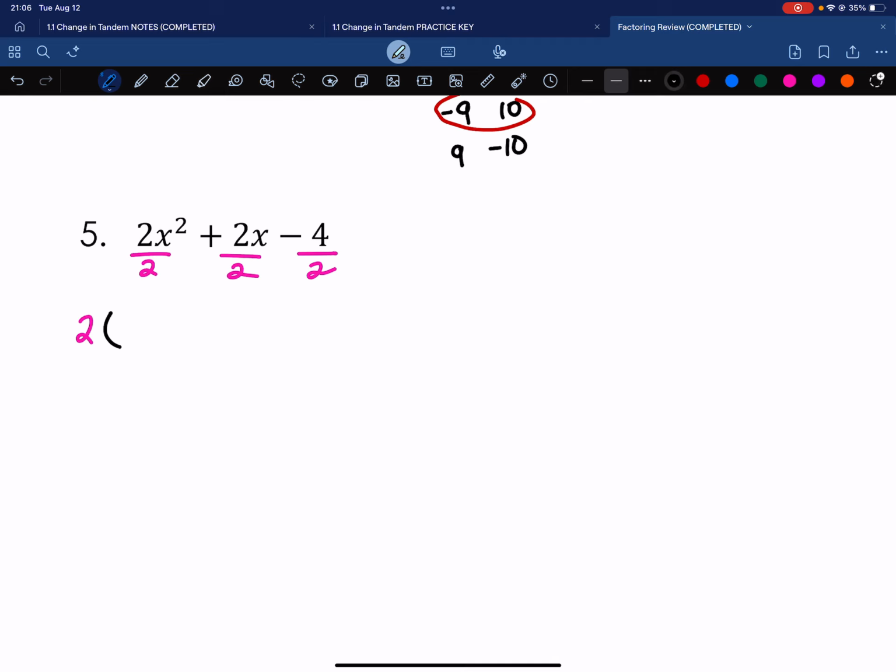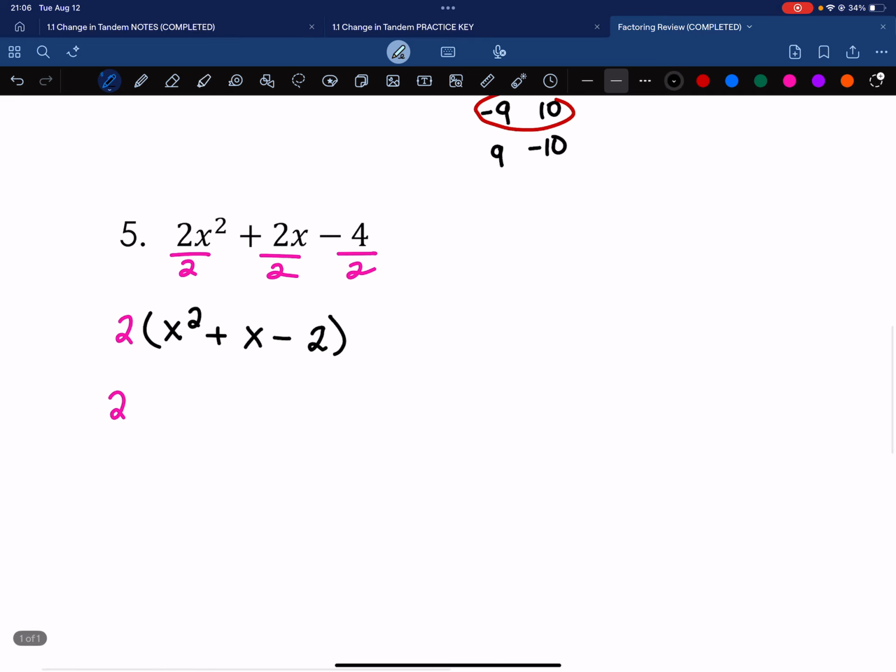So when we do that, 2x squared divided by 2 is just x squared. 2x divided by 2 is just 1x. -4 divided by 2 is -2. And so now we can focus on factoring this inside piece, and this 2 is just going to tag along each step. So our final answer will have the 2, and then now it will have a set of parentheses. So now we re-ask ourselves, is there a number in front of our x squared other than 1? The answer is no, so we can go into factoring.